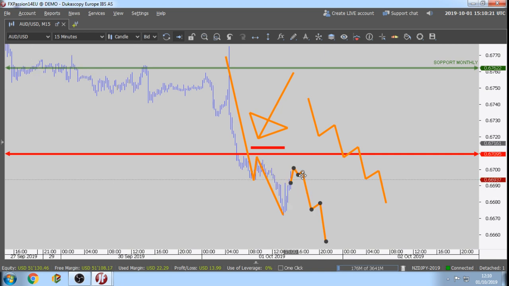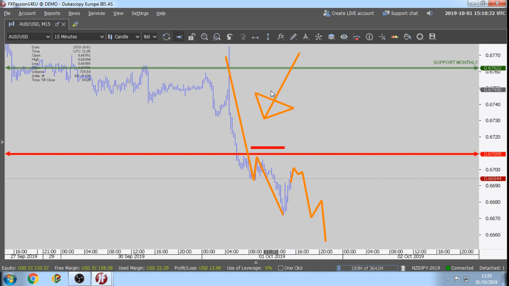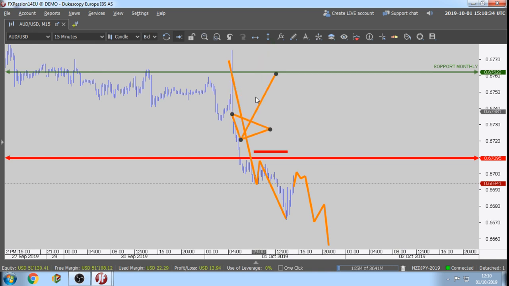Okay. If there would not be the non-farm payrolls event, I wouldn't manage it on the 15-minute chart, but because we are approaching the non-farm payroll on Friday, then I'm managing this trade on the 15-minute chart.